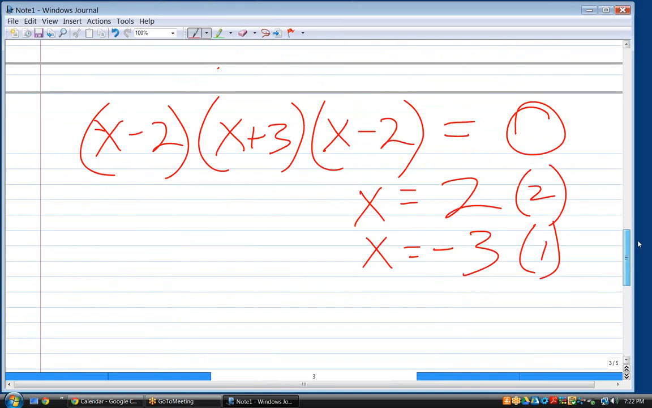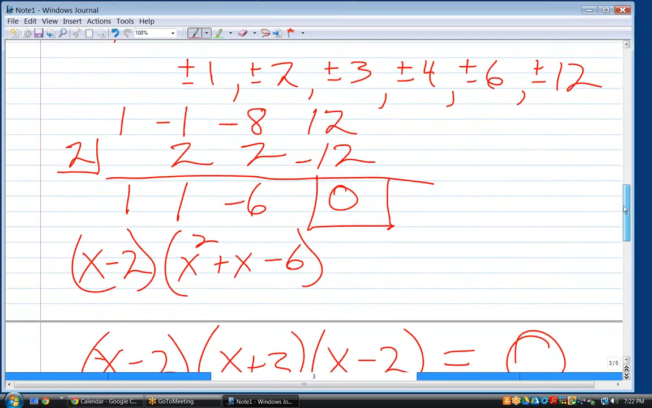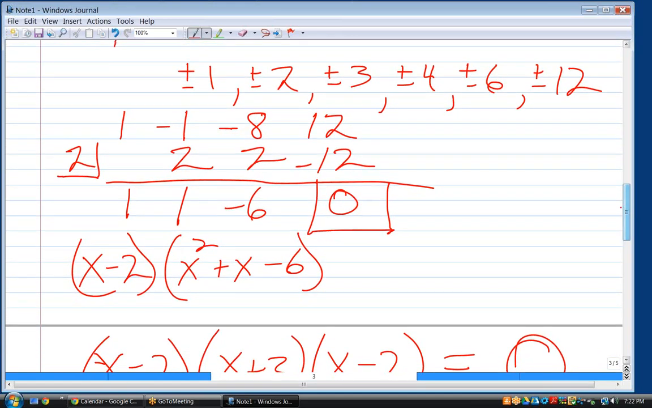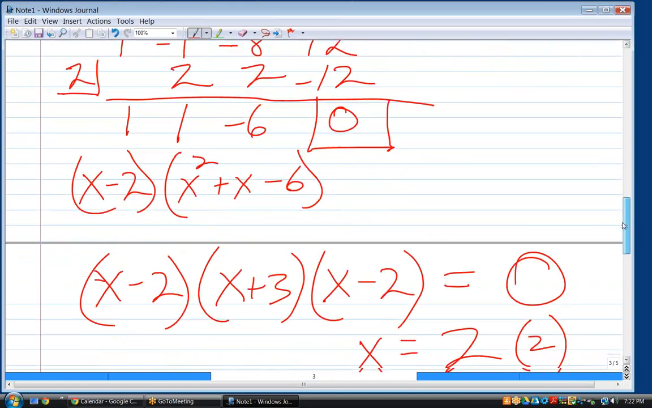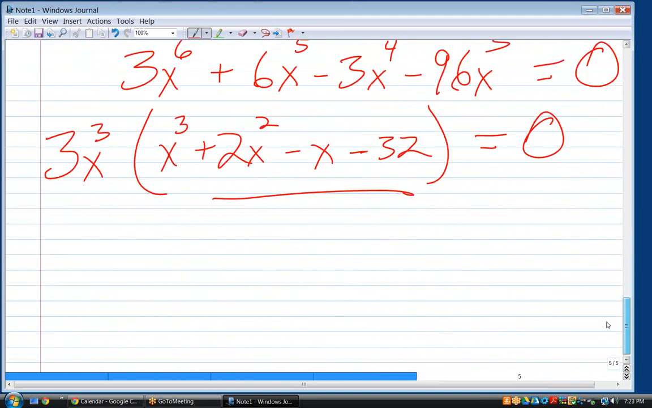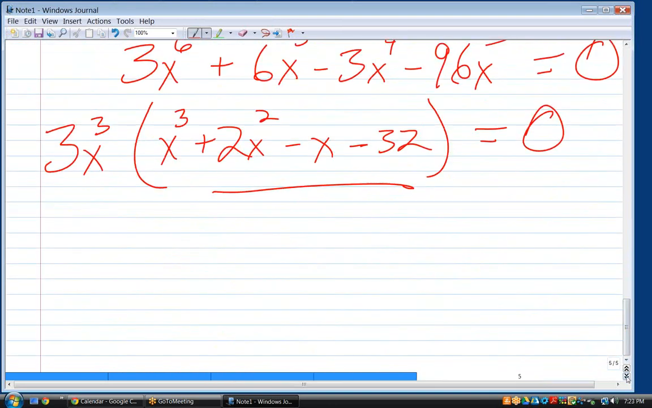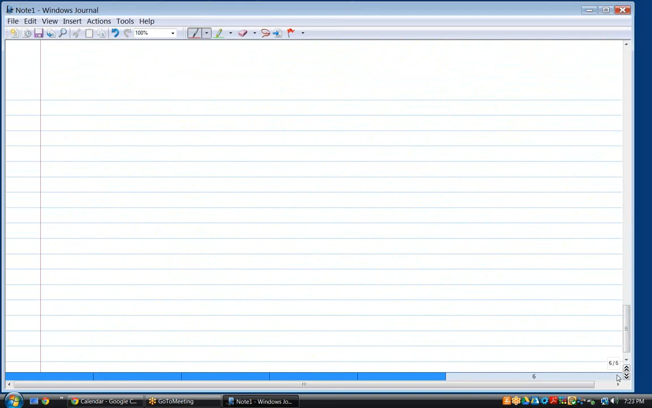We're going to find all of our possible rational factors, and then we're just going to start trying them until we get one that works. So let's go on to a different type of question. And like I said, if we have time and you want to come back to that, we can.